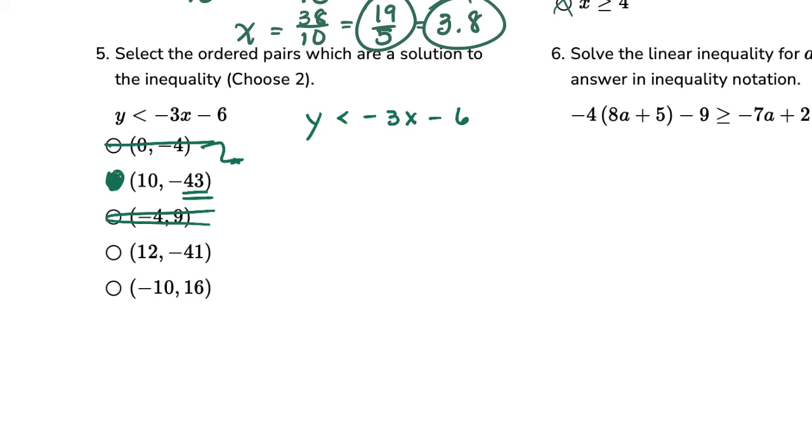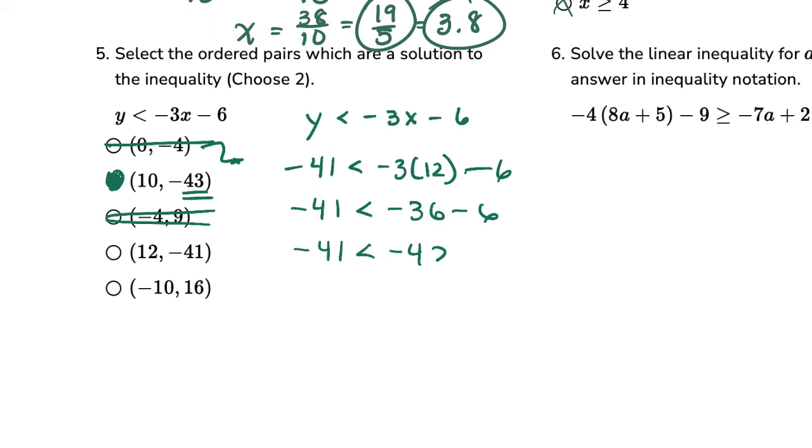12 and negative 41. Put 12 in there. Oops, minus 6. Negative 41, are you less than negative 36? Minus 6. Negative 41, are you less than negative 42? No, you're not. If you think about a number line, here's negative 41, here's negative 42. Negative 41 is bigger. It is closer to the 0. So no, that one does not work.